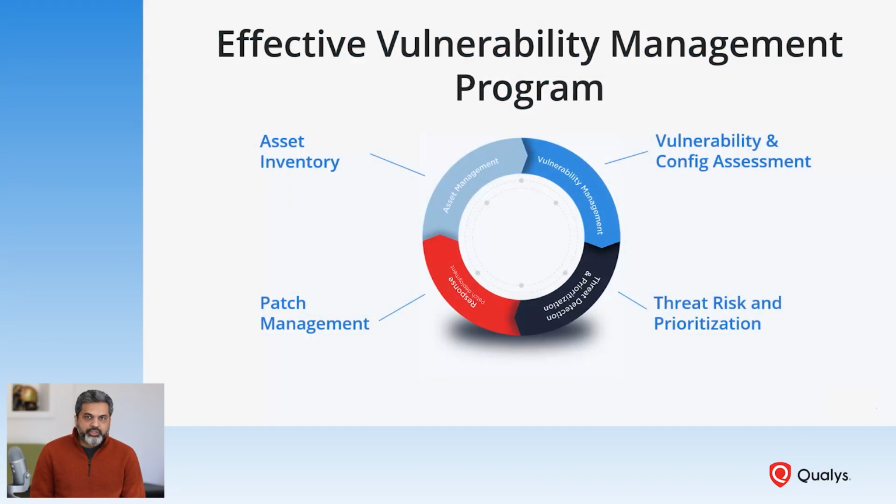Effective vulnerability management, as you all know, is made up of four components: asset inventory being the first one, vulnerability assessment, prioritization, and patch management. And it really starts with an effective asset inventory program, so being able to discover all assets that are in the environment in real time.